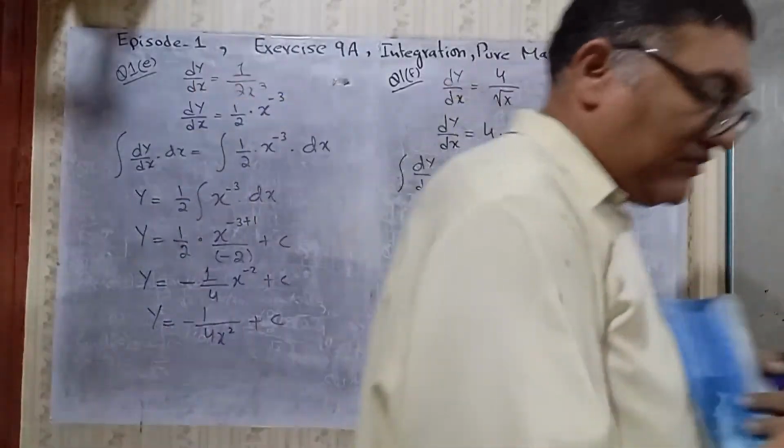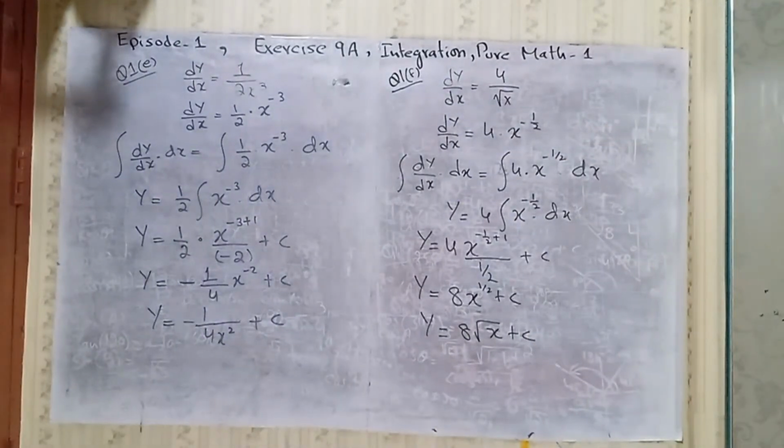Okay, so let me check the answer, sir. Question number 1 and F part, yes, 8 under root x plus c is the right answer, sir. So I hope that you understand this. This is question number 1 and its F part. Okay, now we are going to start question number 2, and I hope that these questions are clear to you. They are very basic questions, and I hope that you understand them.